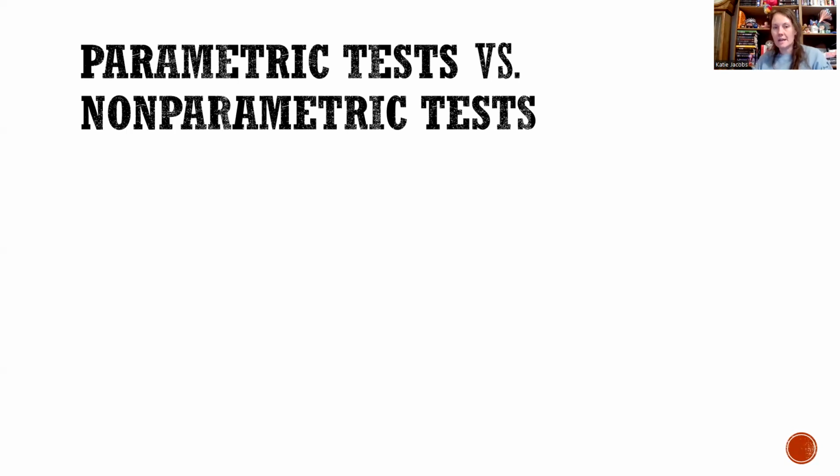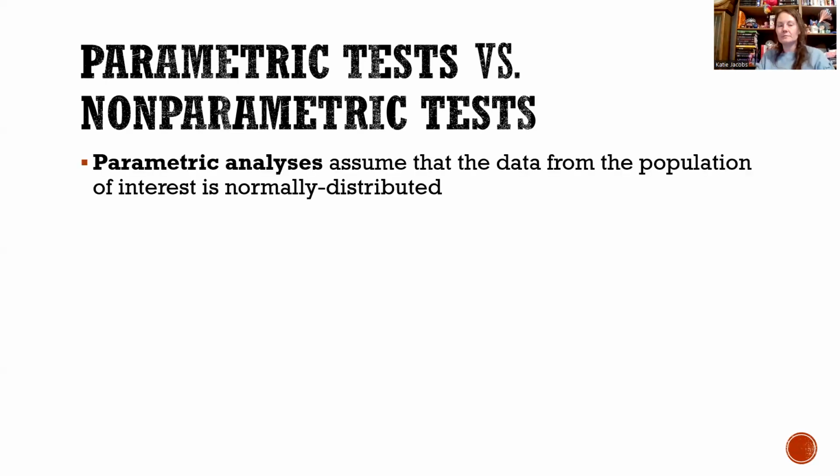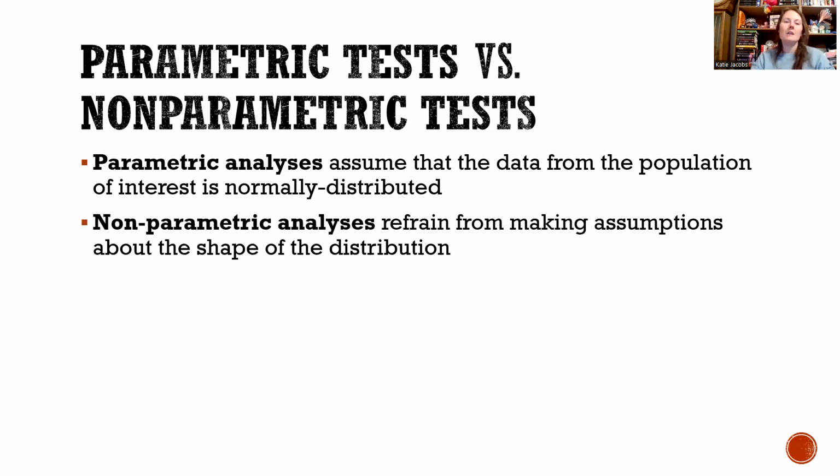Inferential statistics can actually be broken down then into parametric analyses and non-parametric analyses as well. So parametric analyses assume that the data from the population of interest is normally distributed, or it actually follows that normal curve shape that we learned about. Non-parametric analyses refrain from making assumptions about the shape of our distributions. What's a distribution again?